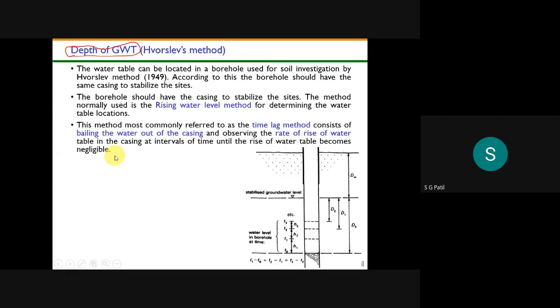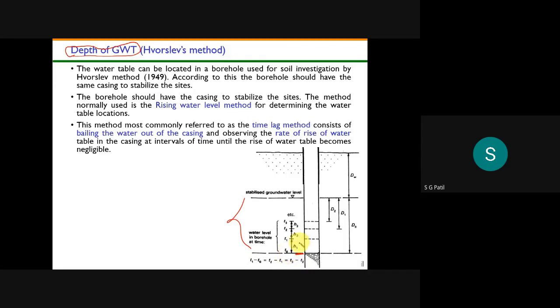What this method essentially is: suppose this is the borehole and up to here there is a water level. Now what you do is bail out all the water, whatever water is there, everything you bail out. Then you observe the rise in the water table. Now my water table level is here during the first day of my observation. T naught is my first day of observation.